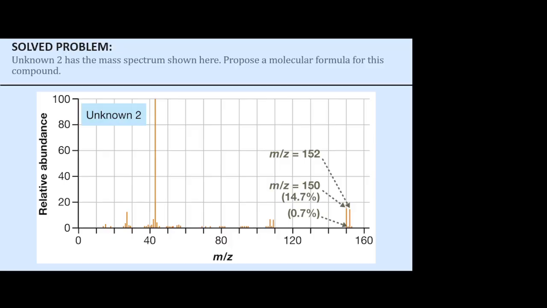All right, folks. So this is a solved problem. You're going to work on that so that we have a mass spectrum here. Let's propose a molecular formula for this compound. In this case, I didn't give you any hints, right? You don't have any multiple choice options. So you're going to have to do the whole shebang.